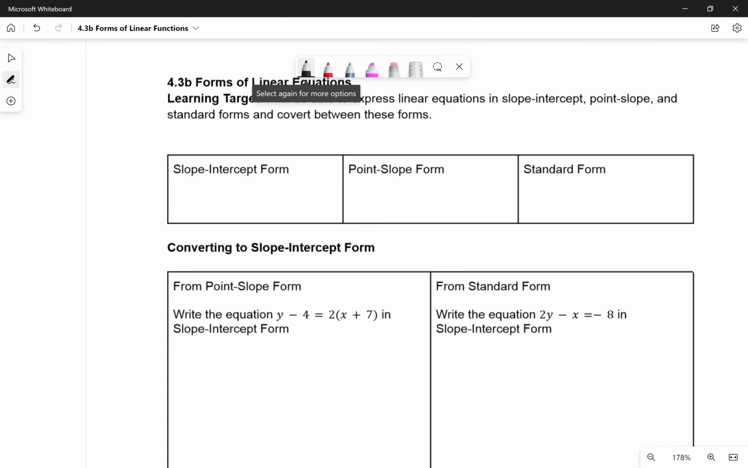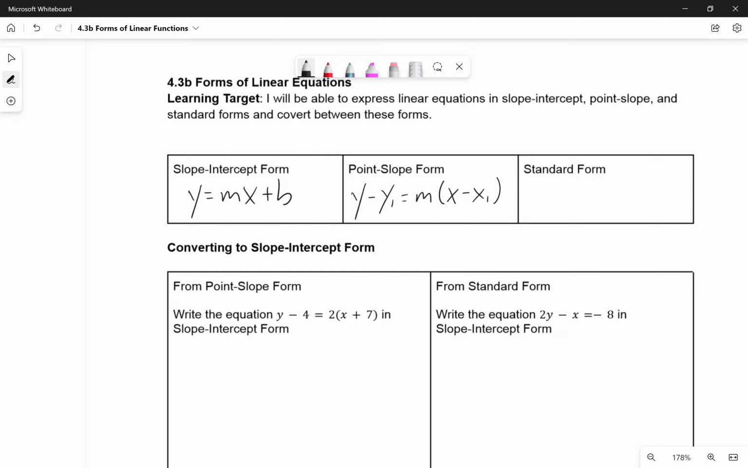We have slope-intercept form, which is represented by y equals mx plus b. It's one of my favorite forms. It tells you slope right away and y-intercept right away. The next form is point slope form. It is y minus y1 equals m parentheses x minus x1 end parentheses.